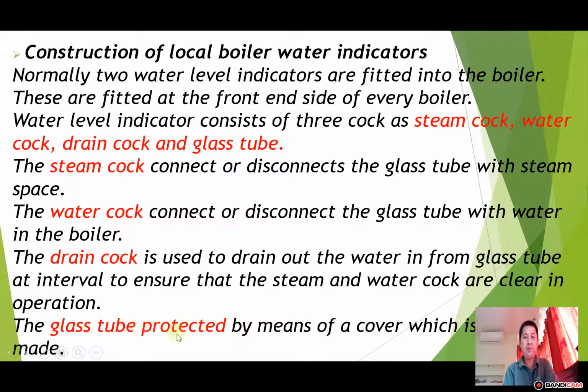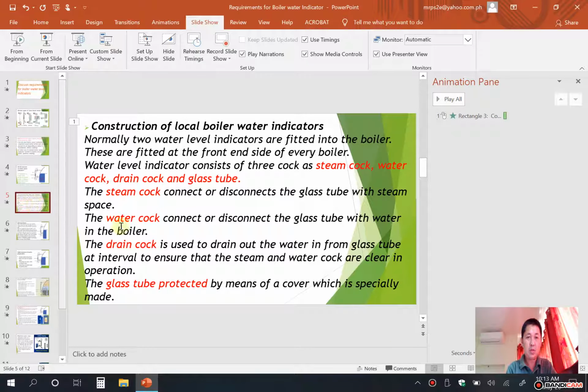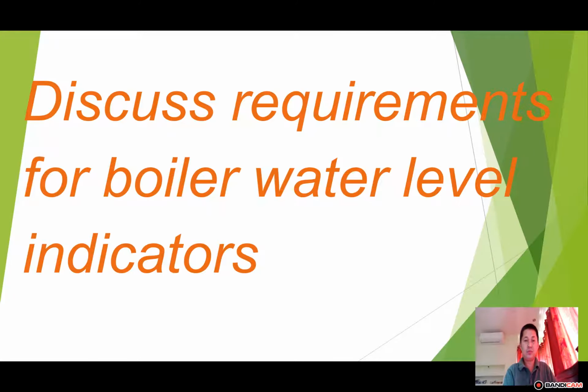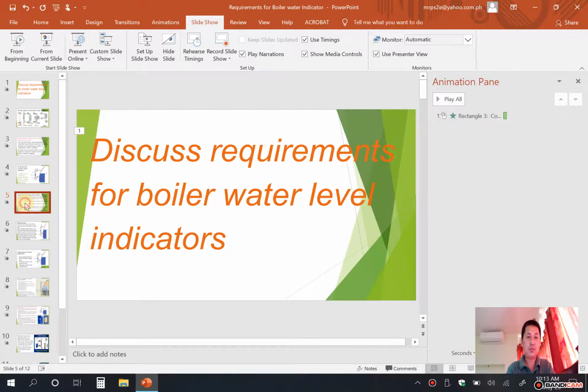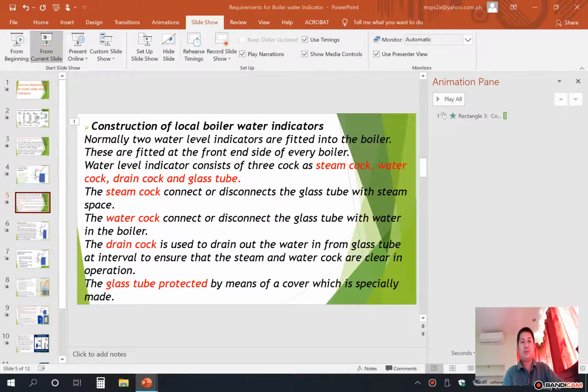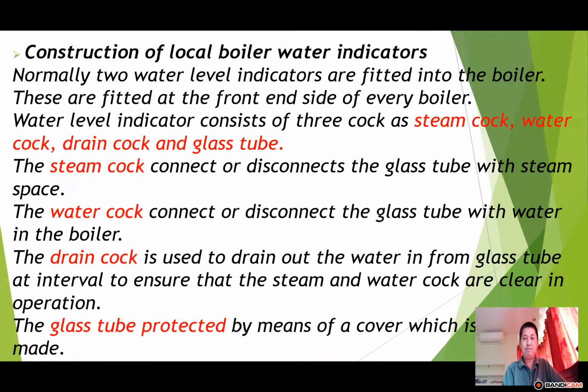The glass tube is protected by means of a cover, which is specially made. So, I will show to you one by one where the steam cup, water cup, drain cup, and glass tube are, and the uses of each component.